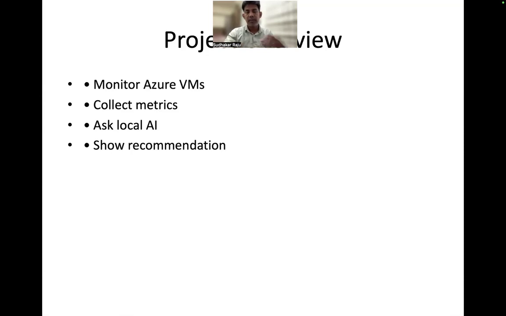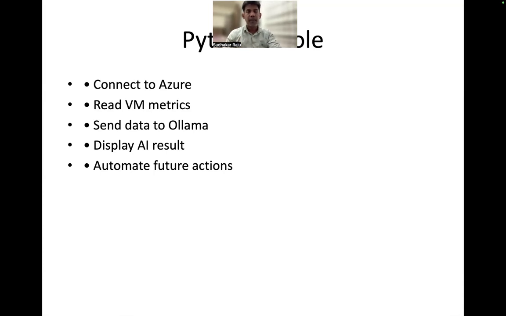The project overview is: monitor the Azure VMs, collect the metrics, ask the local AI, and show the recommendation of what you want to do. Simple project. How the script is written in Python: I want to connect Azure with Python, where I've written code which connects through your tenant ID, your secrets and credentials, everything. Once it gets connected, all the VM metrics data is read and sent to the Ollama LLM, which displays the AI results and automates the future action.